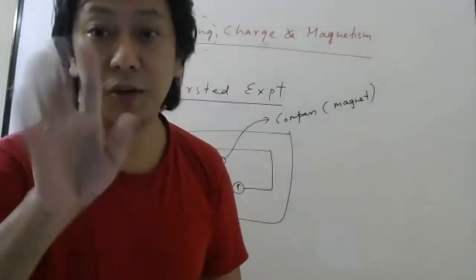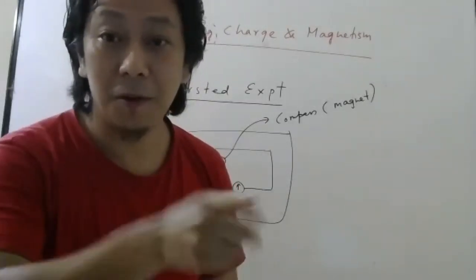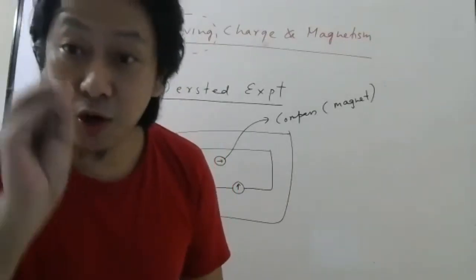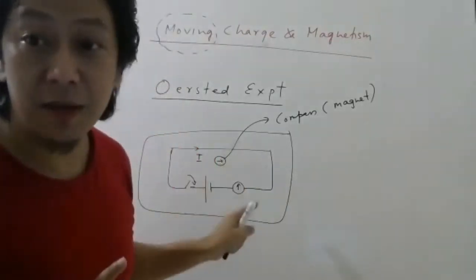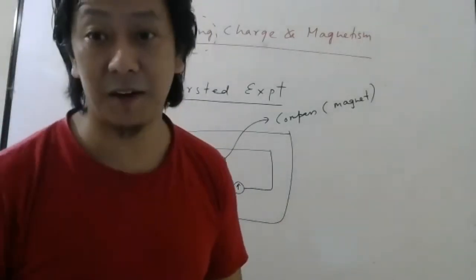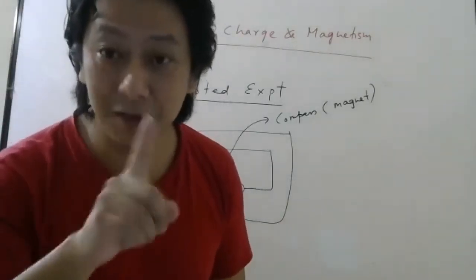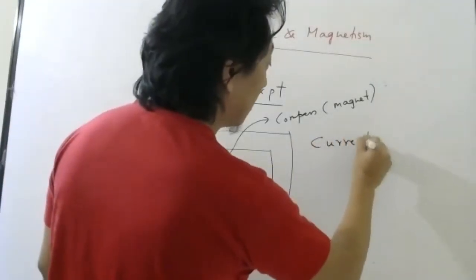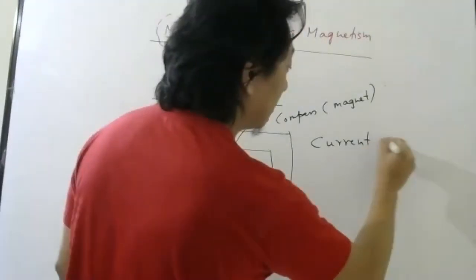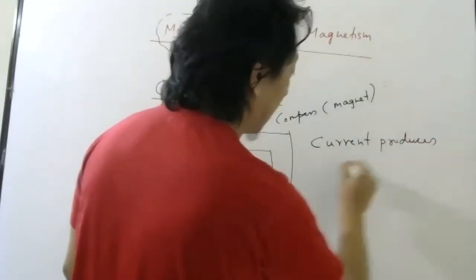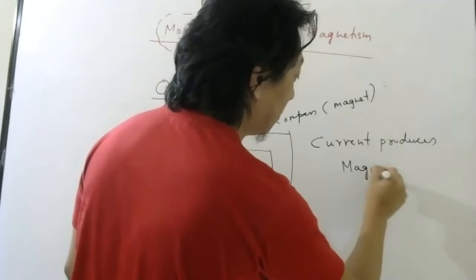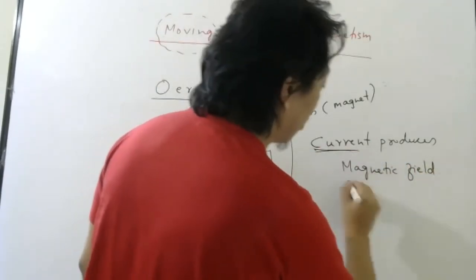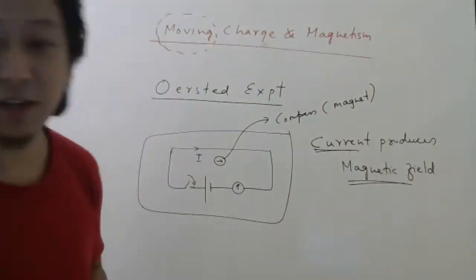But before, I told you, magnetic field exerts force on another magnet. But Oersted discovered what? Current is able to exert force on another magnet. That means he discovered that current produces magnetic field. Current produces magnetic field. Very, very important discovery.